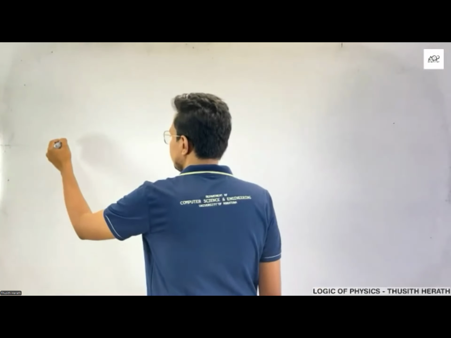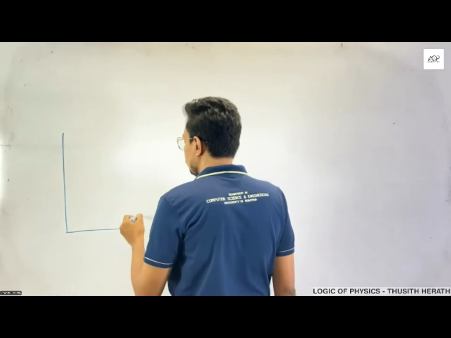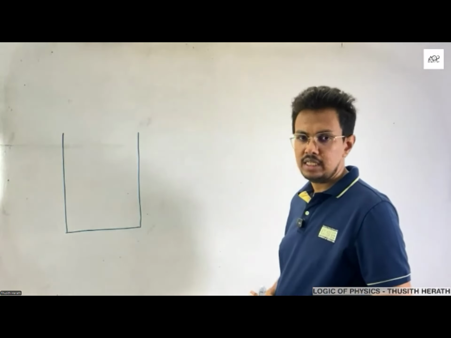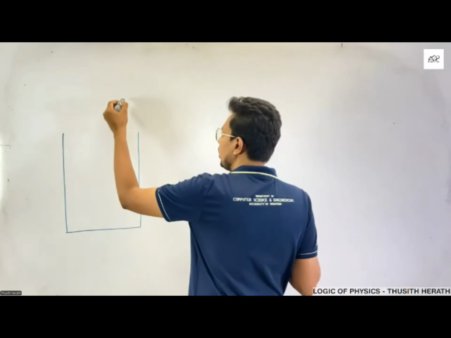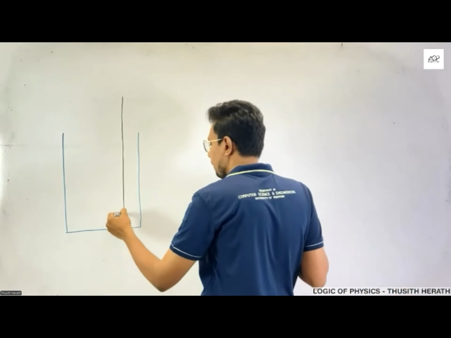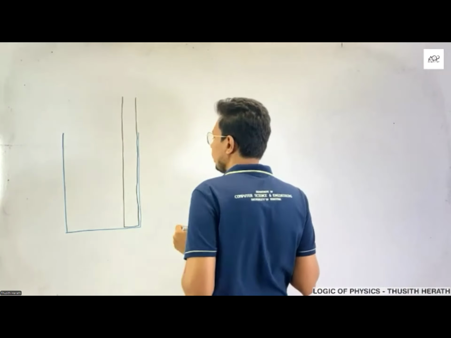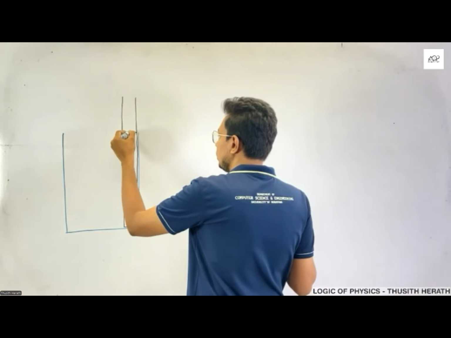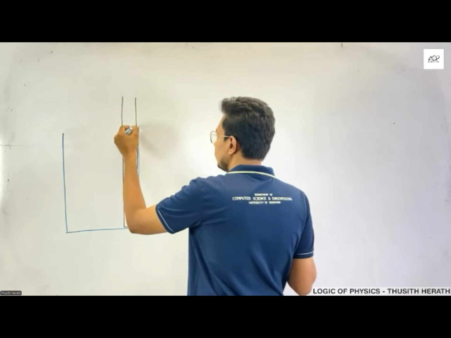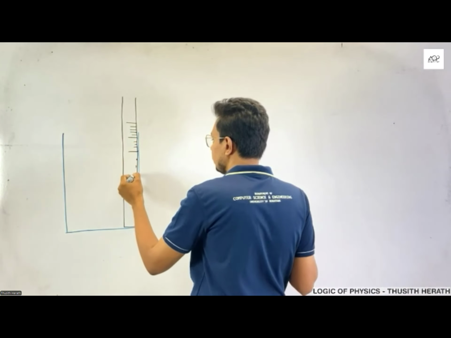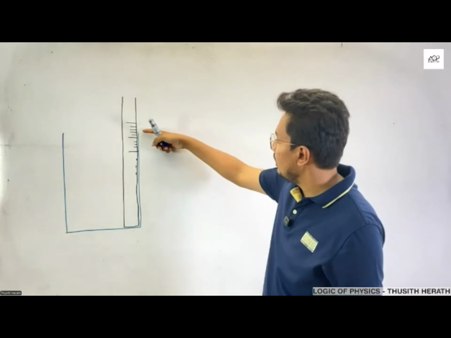Okay. You are provided with a meter ruler to measure the internal depth of a cylinder. Right. There's a cylinder. You have to measure the internal depth. How are you going to measure the internal depth? Simply, you just put the meter ruler inside. Right. Then you get the reading here, using this scale.